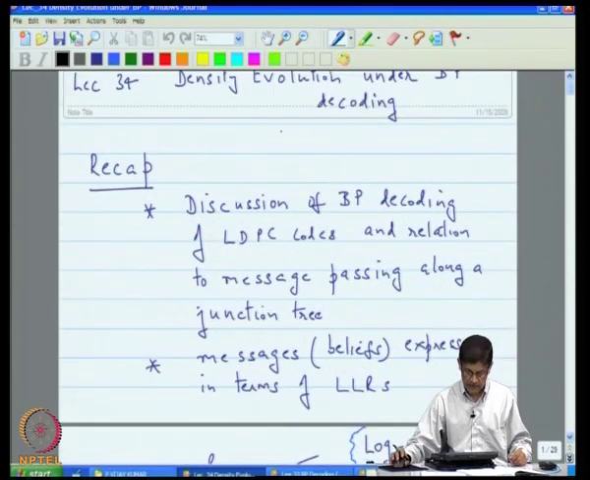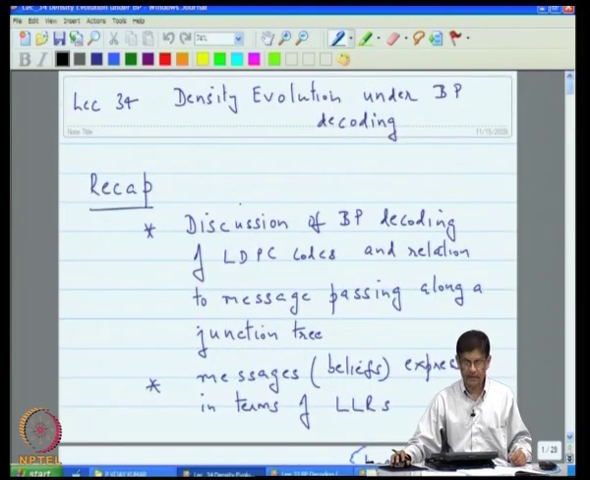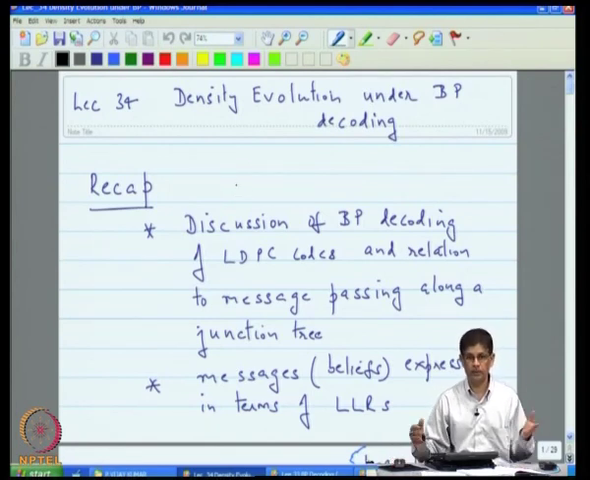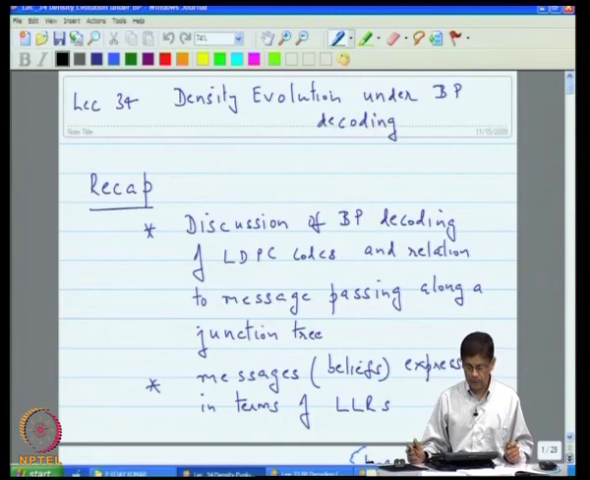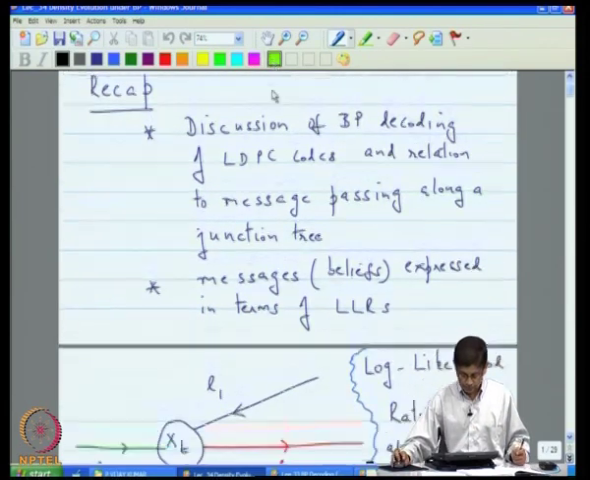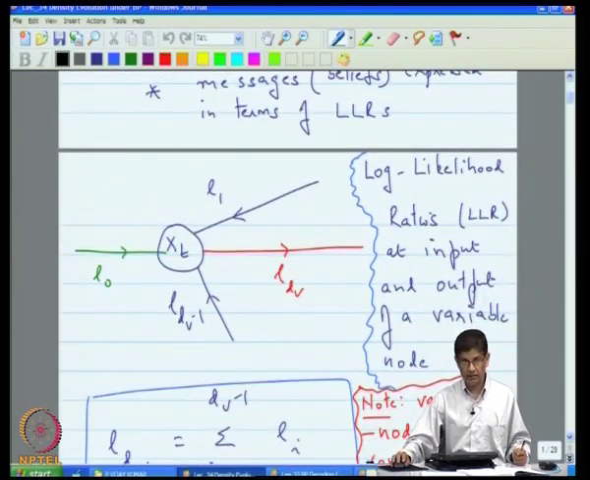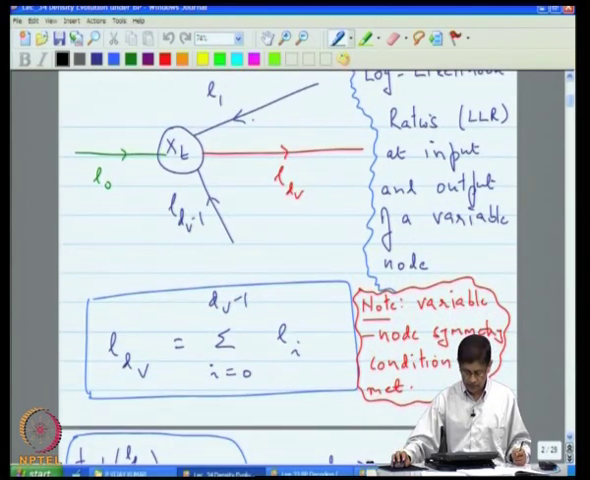Last time we said that supposing you have LDPC codes and let us assume that they are being decoded using belief propagation decoding. And I pointed out that belief propagation decoding is nothing but the message passing algorithm that we used when we were decoding our 7-4-2 code, for example, using the junction tree. So, that has an interpretation in terms of beliefs.